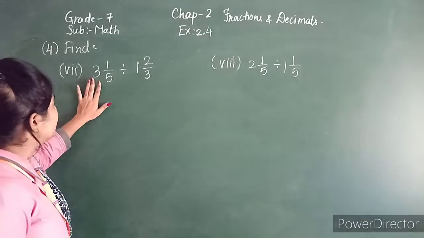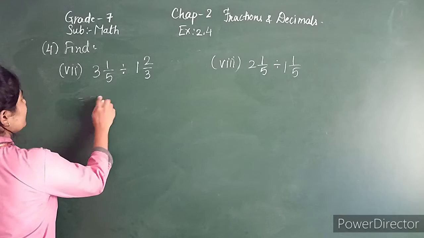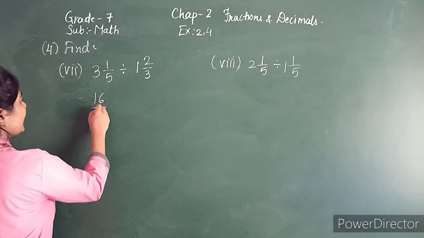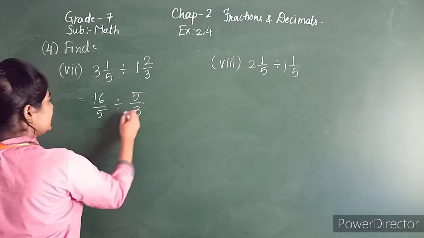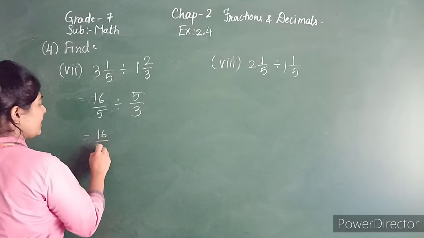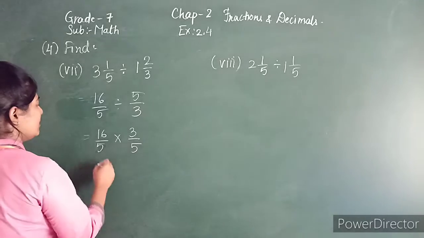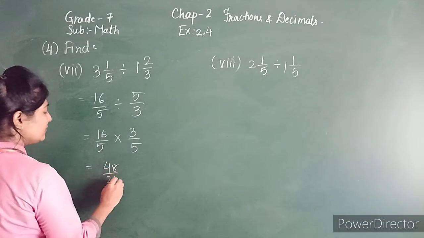Now number 7, 3 1 by 5 divided by 1 2 by 3. So here we have to convert this: 3 5s are 15, 15 plus 1 it is 16 upon 5 divided by 3 ones are 3, 4, 5. So it is 5 upon 3. So 16 upon 5. If we change this sign, so we have to write 3 upon 5 over here. So 16 3 side is 48 upon 25.